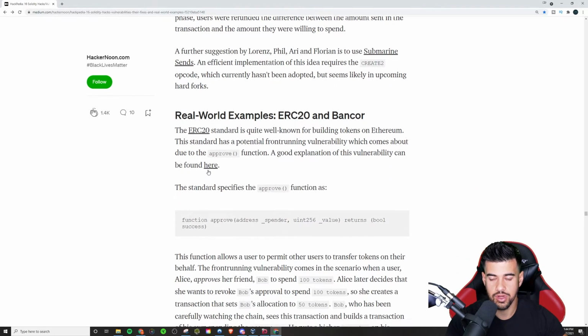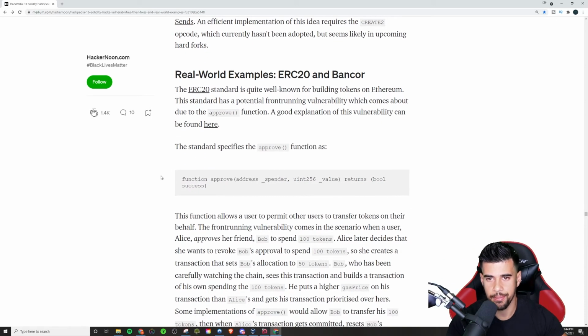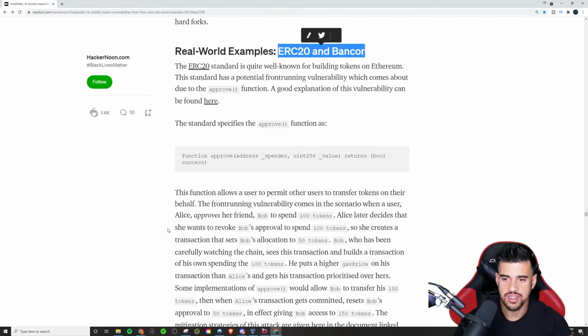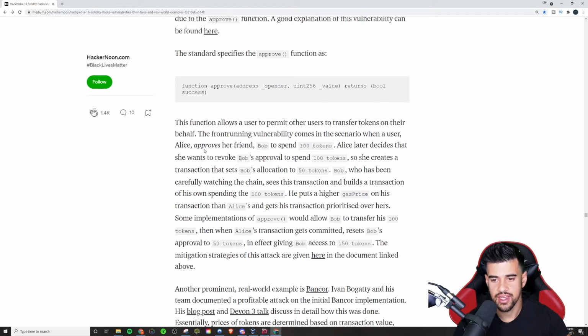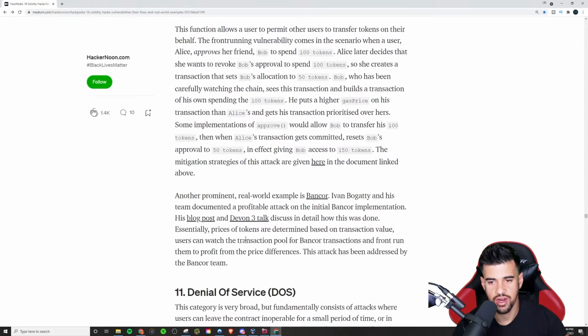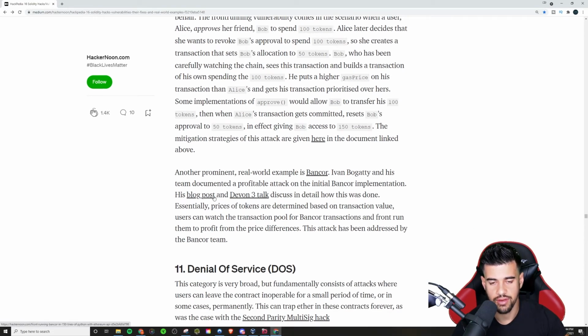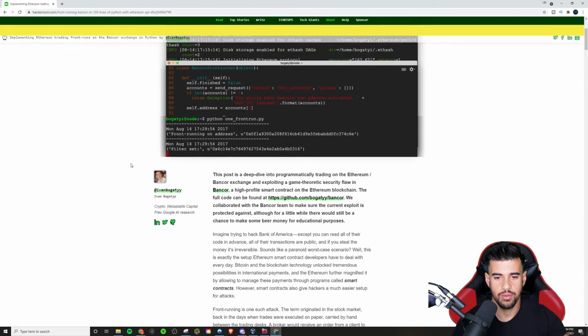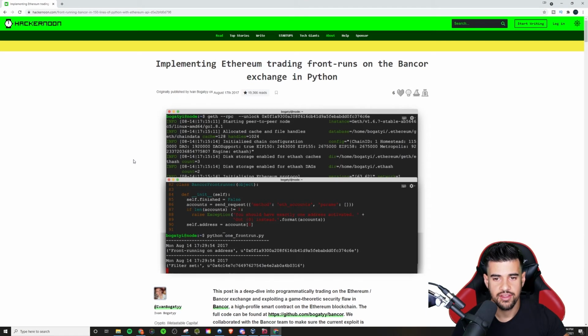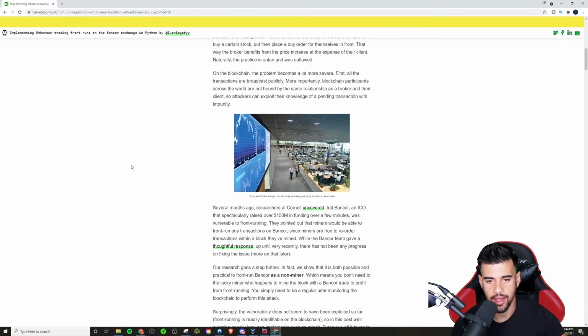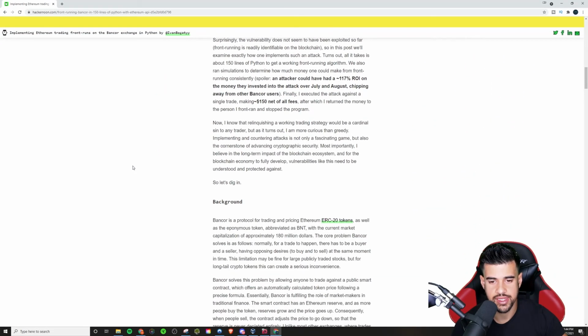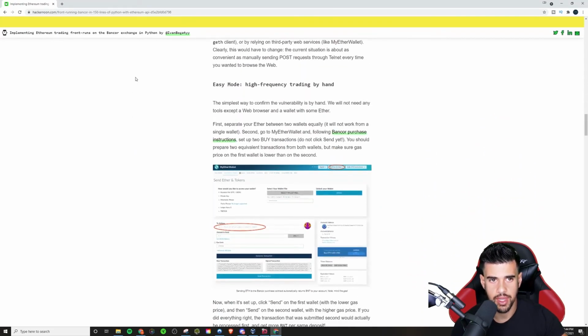Now, there are some interesting real-world cases of this happening, right? Particularly ERC-20 and Bancor, and there's a lot of articles and things on this. But yeah, this is kind of just explaining what I was talking about earlier of the front-running stuff here. And yeah, interesting article here, this blog post about how the Bancor guys identified front-running as being an issue on their trading platform, and how they went about preventing it. So maybe an article you want to check out.